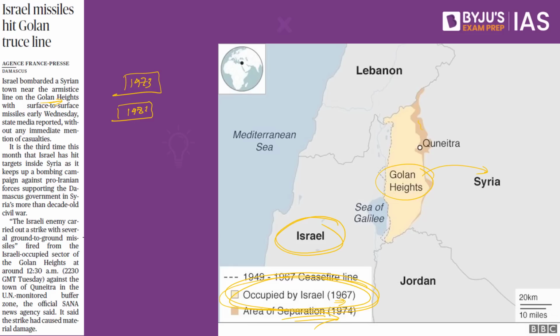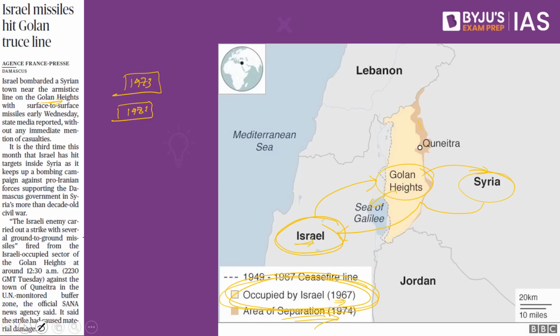What is the strategic importance? Golan Heights, as the very name denotes, is at a very high altitude. As a result, whatever is happening in Syria, Israel would be able to monitor it. They would be able to monitor the Syrian movements as well, and this particular place also acts as a natural buffer against any military actions that can be initiated by Syria against Israel.